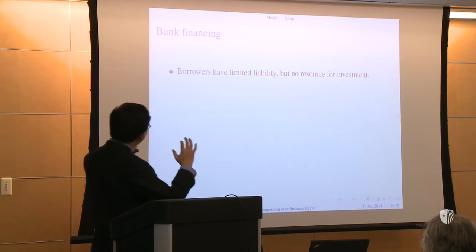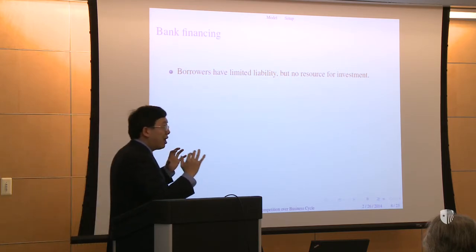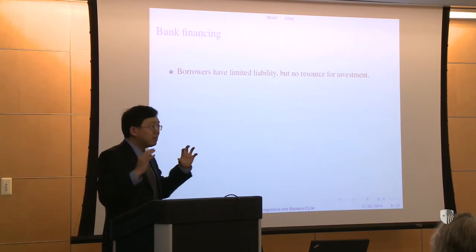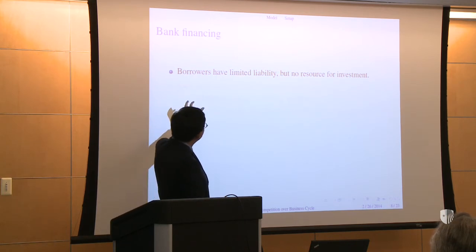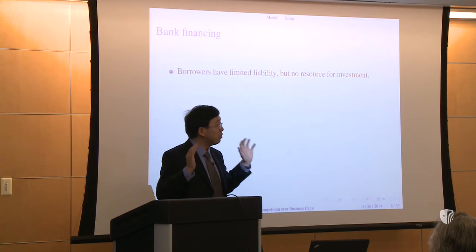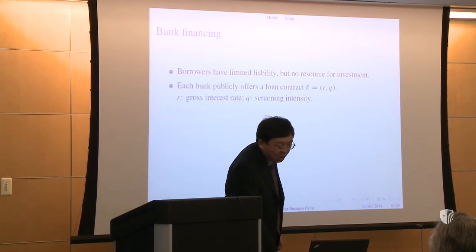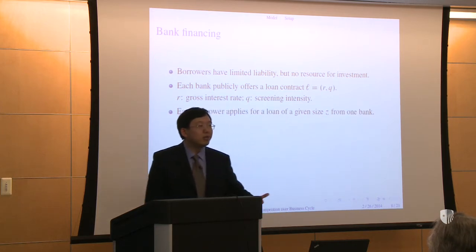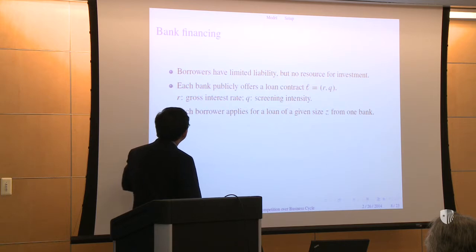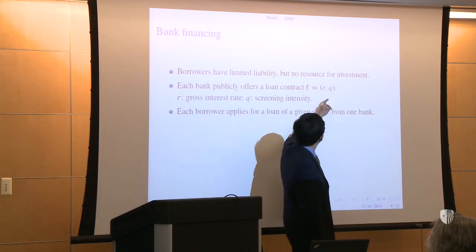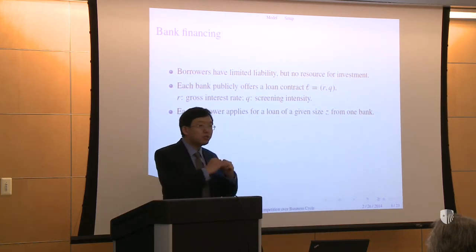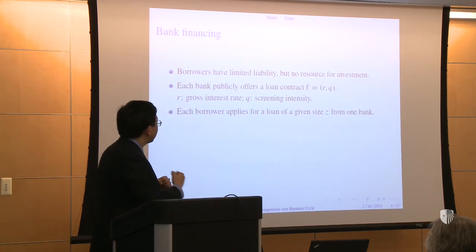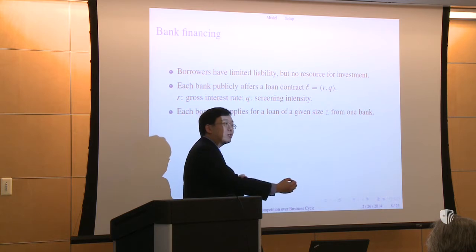Now let's talk about the financing side of this economy. I assume that each borrower is protected by limited liability. Although they have limited liability, they have no other resources to make the investment, so they must borrow money from the bank. How do they borrow? At the beginning of the period, each bank publicly offers a loan contract, which is a two-tuple: the first element is R, the second element is Q. R is the gross interest rate on this loan, and Q is the screening intensity that the bank is going to use in order to screen those borrowers.